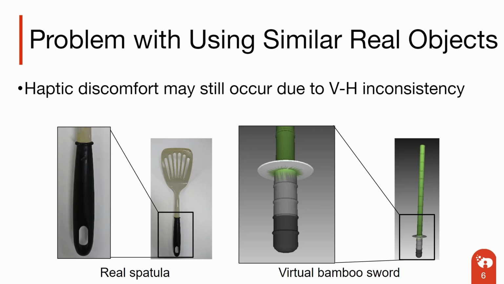However, using a real object as a haptic proxy may not completely solve the problem of Visuo-Haptic inconsistency. This is because the shape of the real object that users will touch may not be exactly the same as that of a virtual object. For example, the shape of the handle of a spatula on the left is bulging in the middle and has a hole at the bottom, which is slightly different from the grip of a virtual bamboo sword on the right. That is why haptic discomfort may still occur due to the Visuo-Haptic inconsistency.